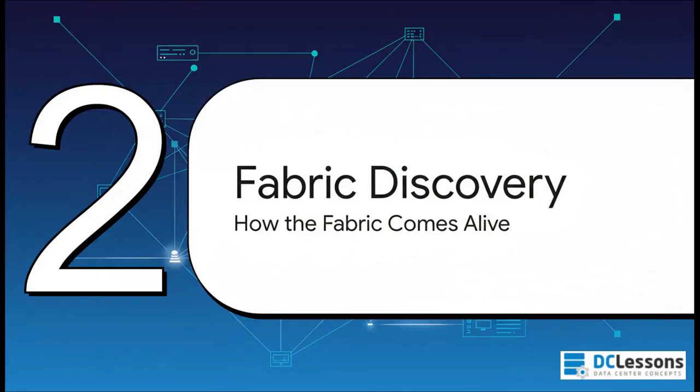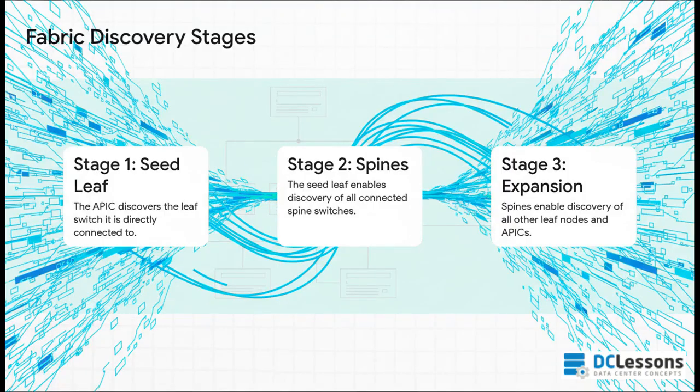Okay, before we can fix anything, we have to understand how the system is supposed to work. Fabric discovery is where the magic of ACI happens. It's the process where all the switches and controllers find each other and build themselves into a single, cohesive fabric. It's a really logical process, and once you know the stages, you can pinpoint exactly where things might have gone sideways. The fabric doesn't just pop online all at once. It builds itself up in a cascade.